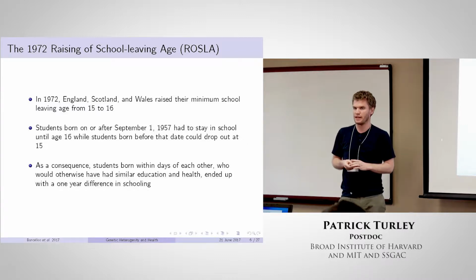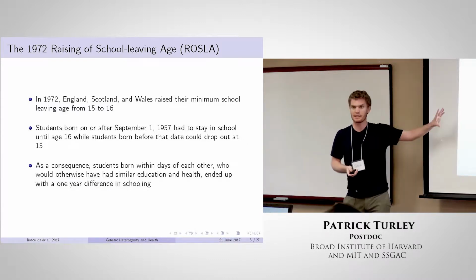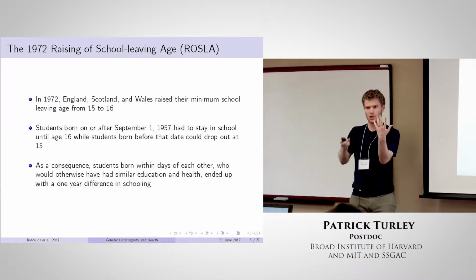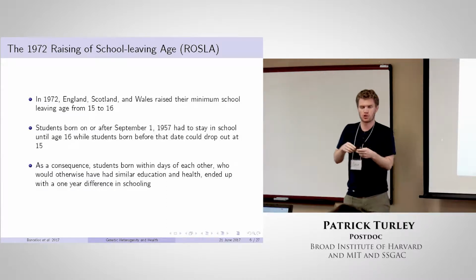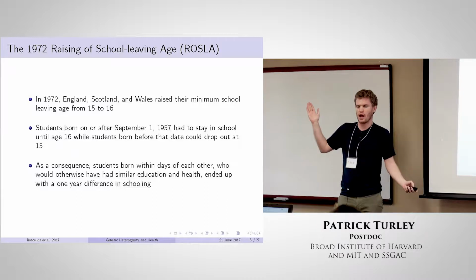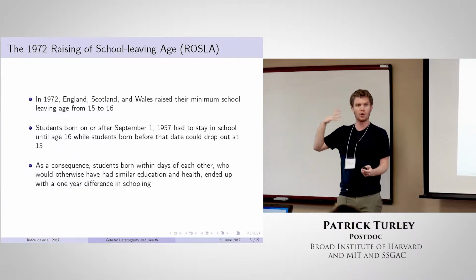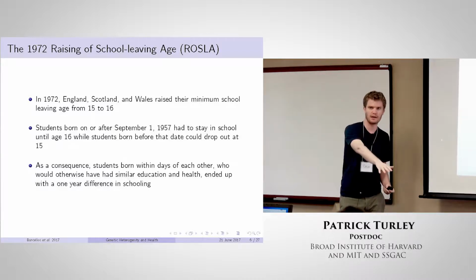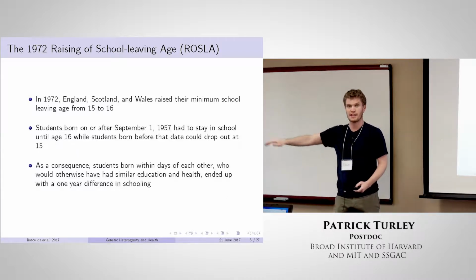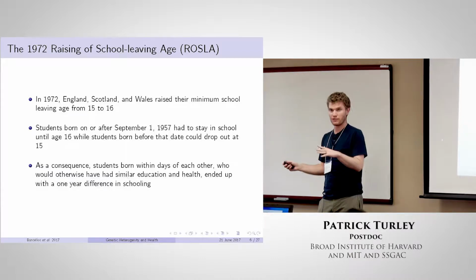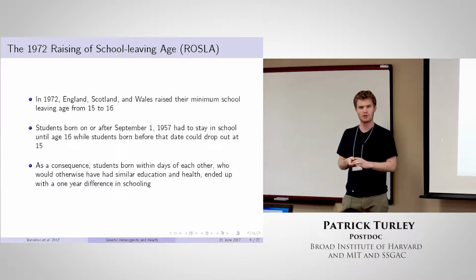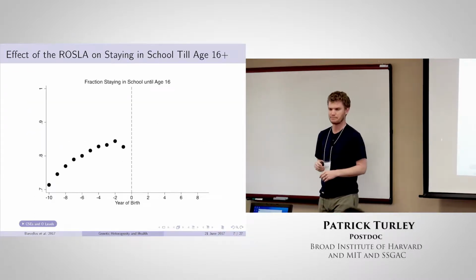This is a nice clean experiment because we can take individuals who were born just about a week apart even, who should be the same across all observational dimensions, and the only difference is that one group was forced to get more school and one group was forced to get less school. We can compare the health outcomes of these groups, and if there are differences, then those can be attributed to the additional education that they received.